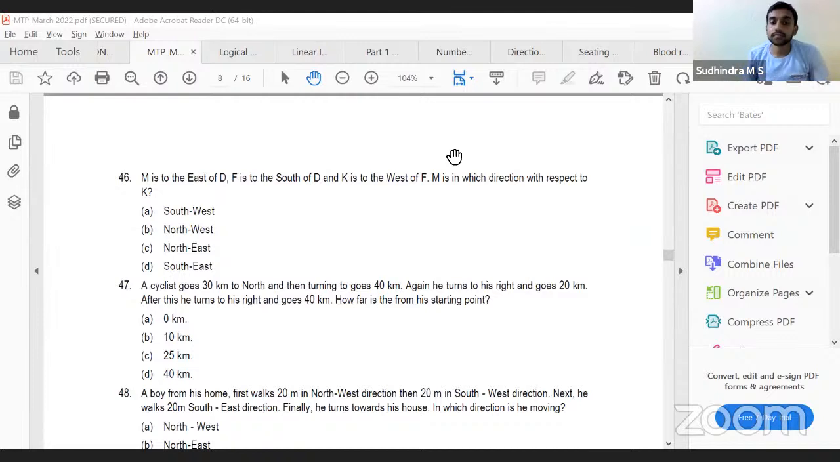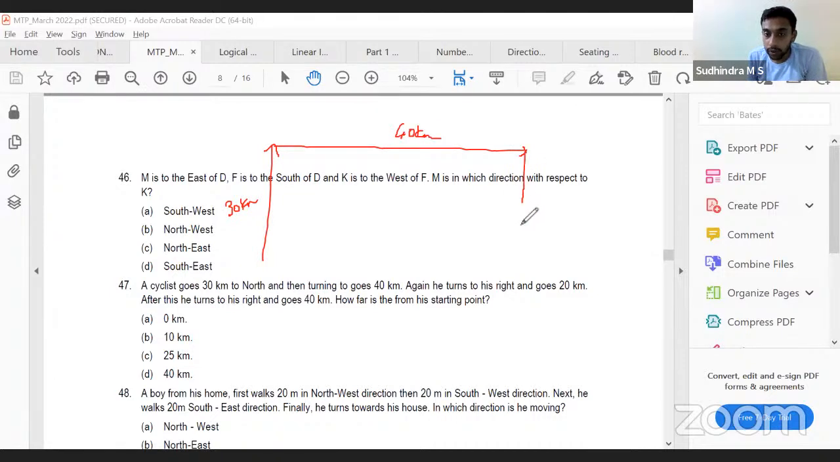10 kilometers. So he goes north 30 kilometers, turns right, goes 40 kilometers, turns right, goes 20 kilometers, then again turns right, goes 40 kilometers. So he is there. This is 20 kilometers. So he has traveled 20 kilometers. 10 kilometers is pending. So he is 10 kilometers from the starting point.